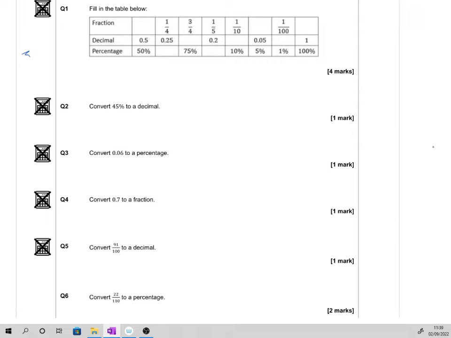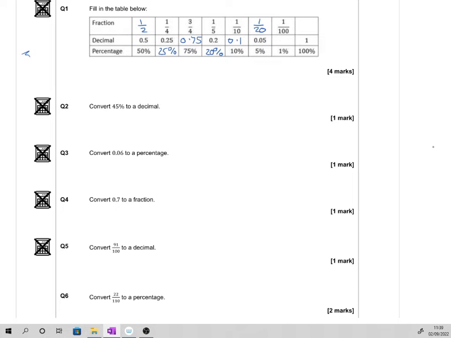Right, so what do we know? 50%, 0.5, a fraction, that's a half. A quarter is 25%. 3/4 is 0.75. A fifth, 0.2, is 20%. A tenth, 0.1, 5%. So this is half of that one, so that must be a 20th.